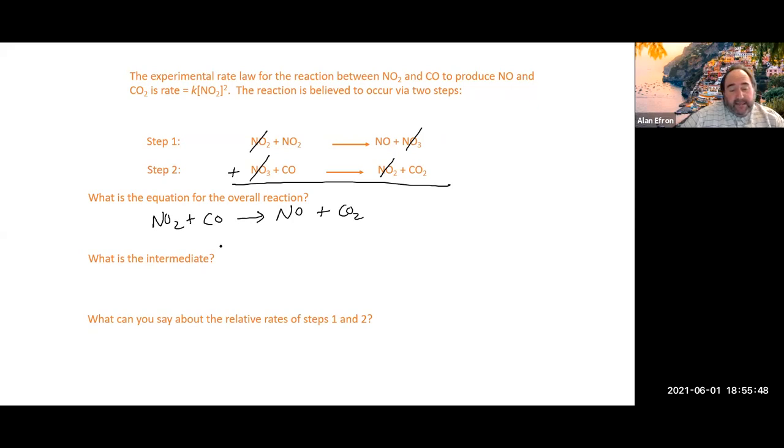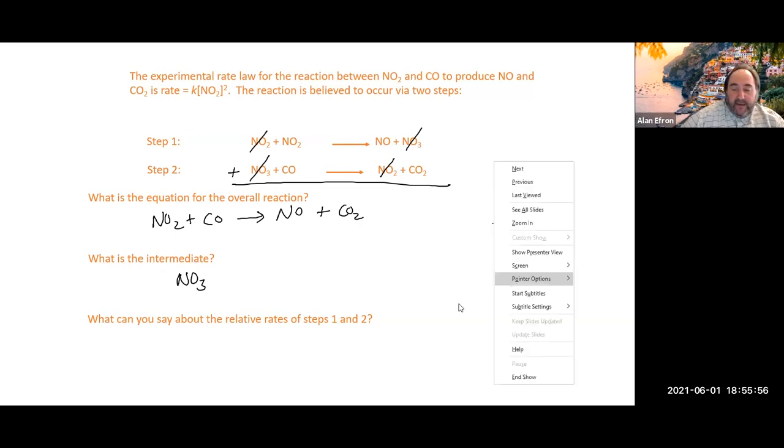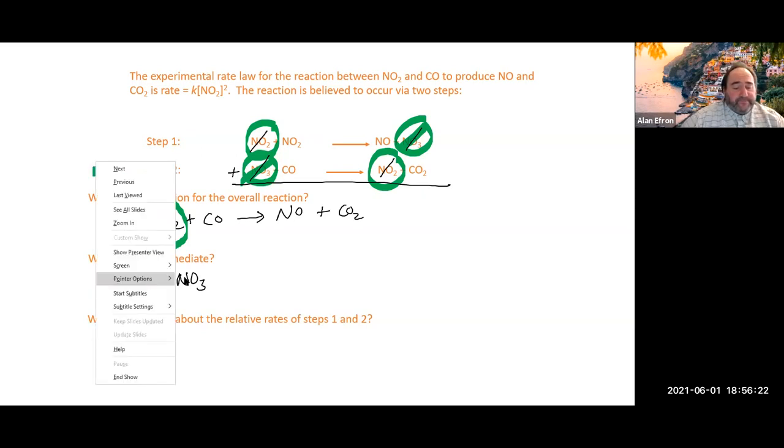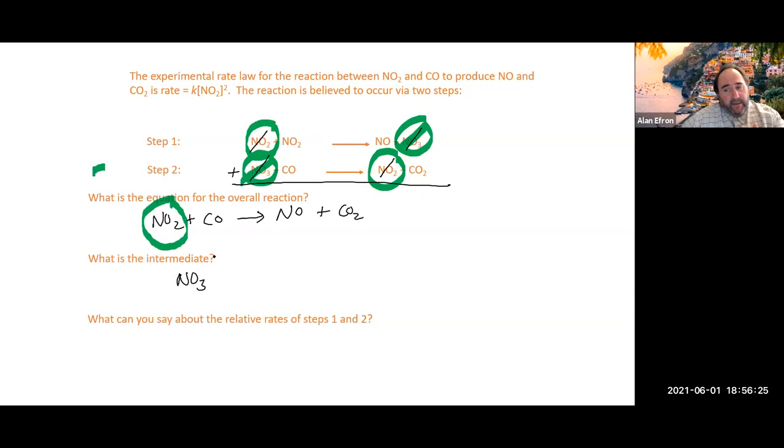What is the intermediate in this case? The intermediate in this case is NO3. Now you may be saying to yourself, wait a sec, didn't we cancel out a couple of things? And you would be right. We canceled out this guy and we canceled out these guys. But out of those two, it was only the NO3 that completely canceled out, because the NO2 is still found in the overall reaction. It is not considered an intermediate. So remember that in order for it to be considered an intermediate, you need to have it be made early on in a mechanism and completely used up.